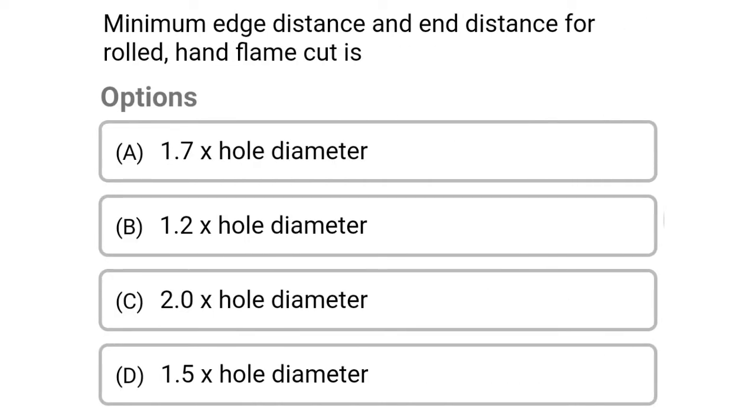Next question, minimum edge distance and end distance for rolled hand flame cut is option A 1.7 into hole diameter, option B 1.2 into hole diameter, option C 2 into hole diameter, option D 1.5 into hole diameter. The correct answer is option A 1.7 into hole diameter.